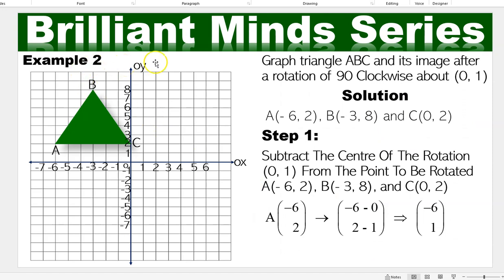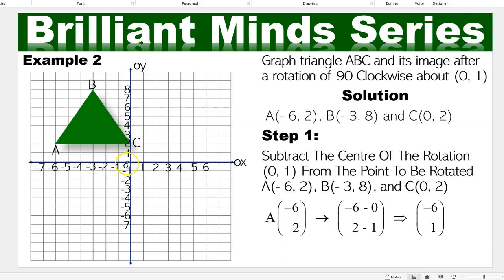Example 2. We are to graph triangle ABC and its image after a rotation of 90 degrees clockwise about the point 0, 1. Solution. We are now going to determine our point A. Remember, x value first. So the x value is negative 6, and that is connected to positive 2. So A is negative 6, positive 2. B is negative 3, and then positive 8. So negative 3, positive 8. And C, the x value is at the point of intersection, which is called the origin.